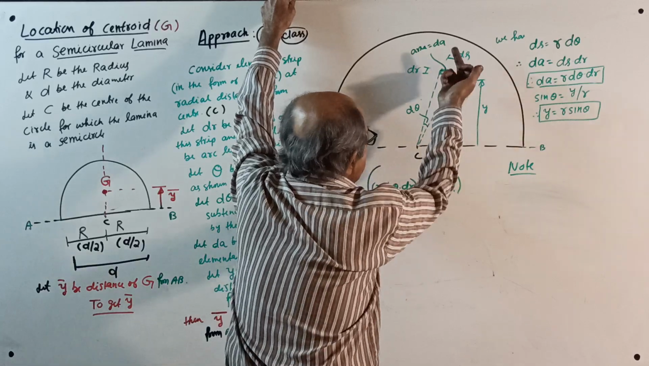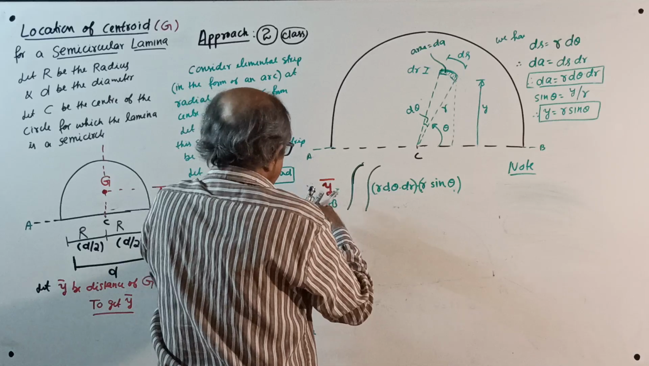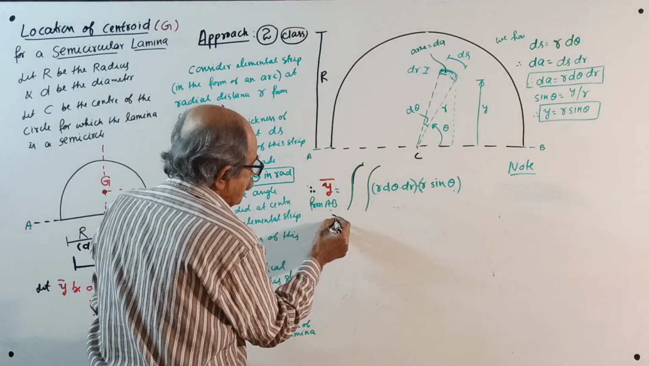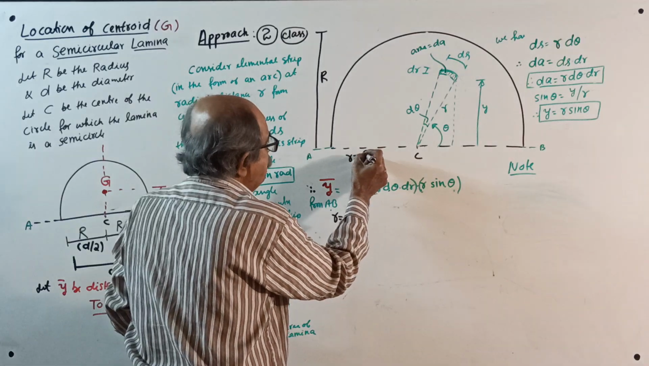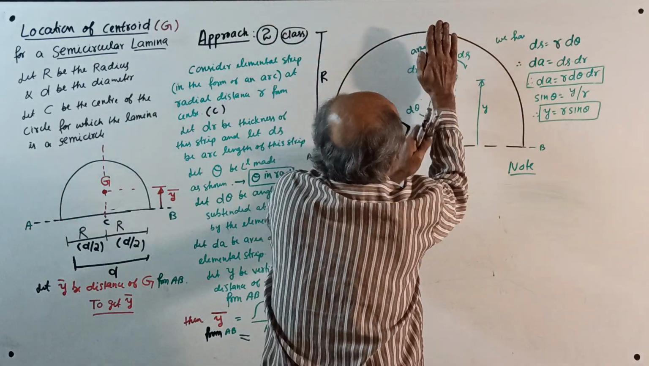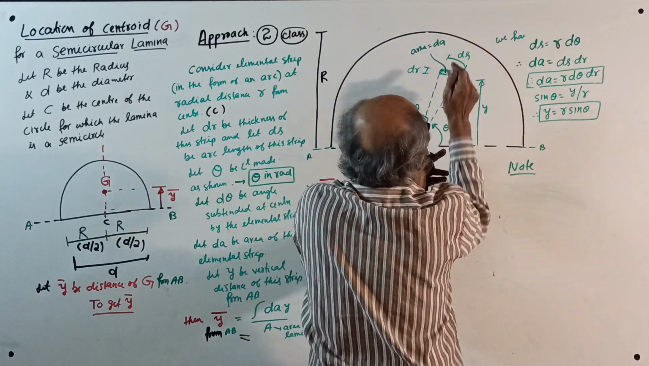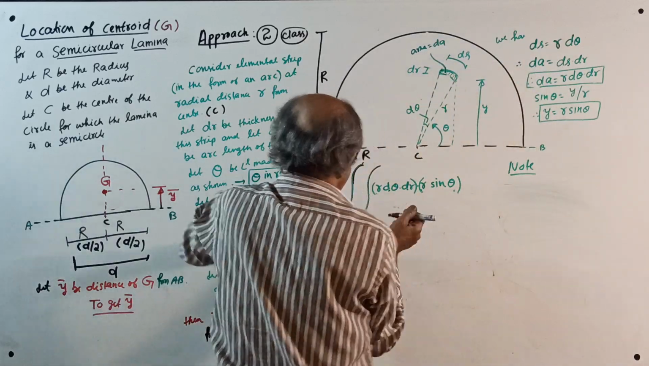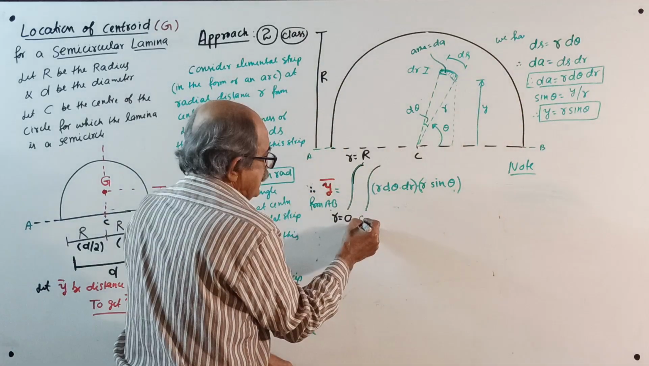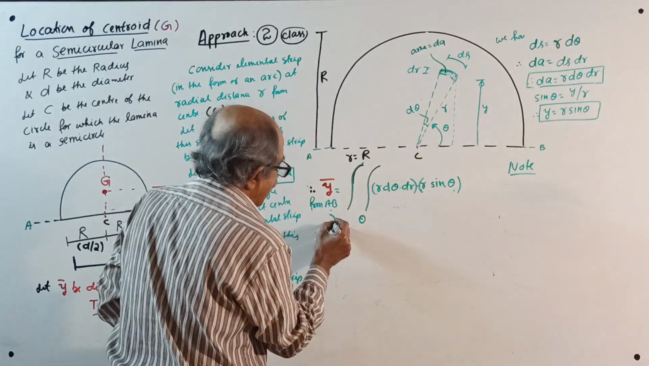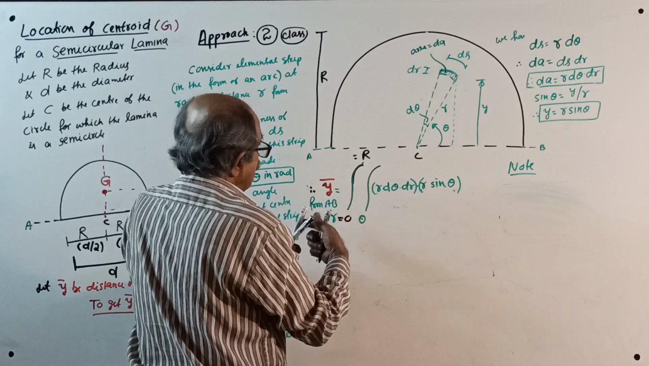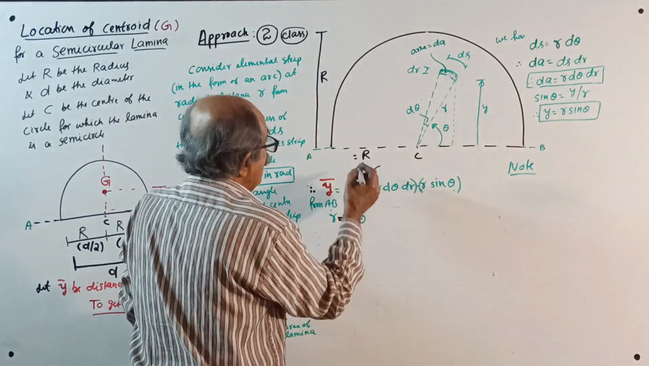Your r is the vertical distance. See here, from here to here, that is radius r, full r. This is capital R. So your r varies from 0 to capital R. That will finish the vertical painting. When you integrate from 0 to R, this much is painted. Now this much to paint. So r varies from 0 to r equal to capital R.